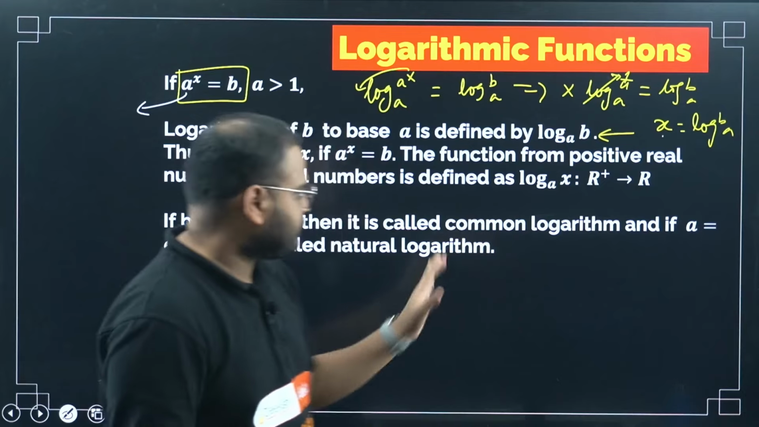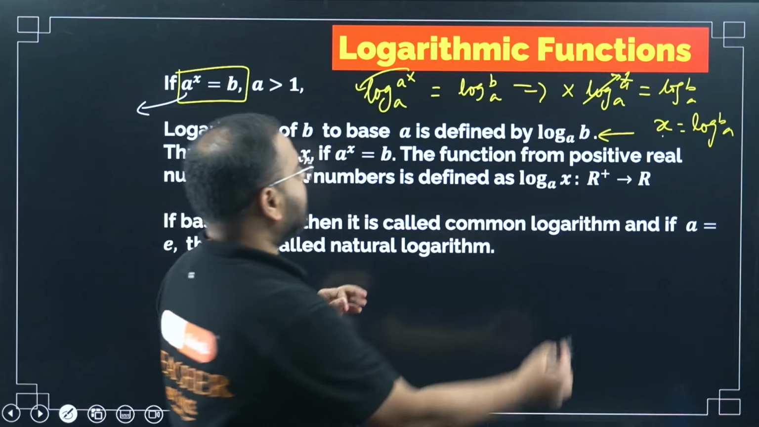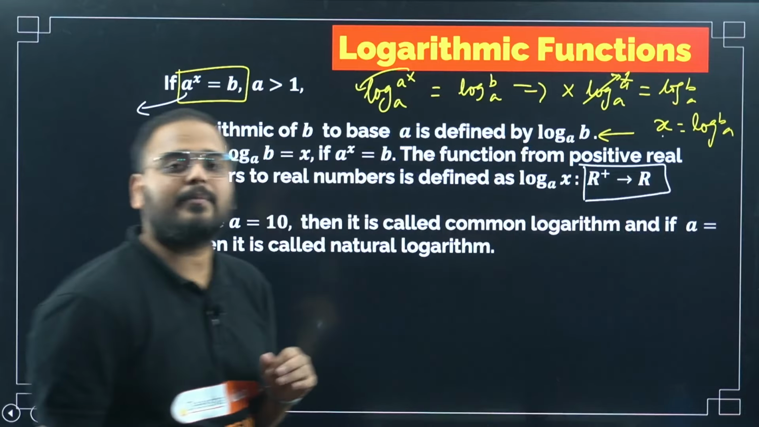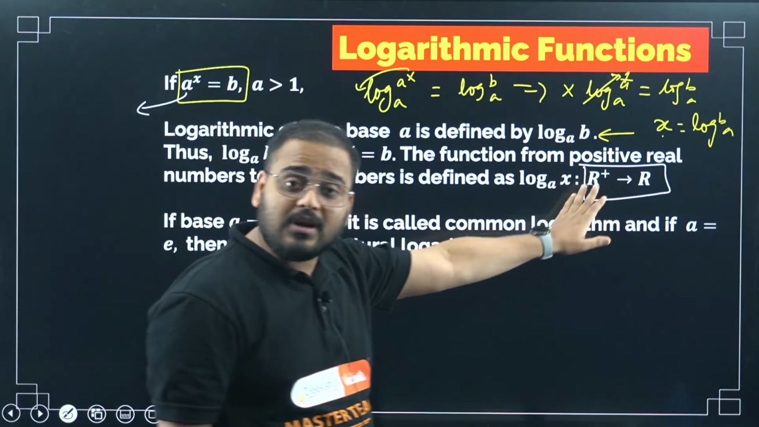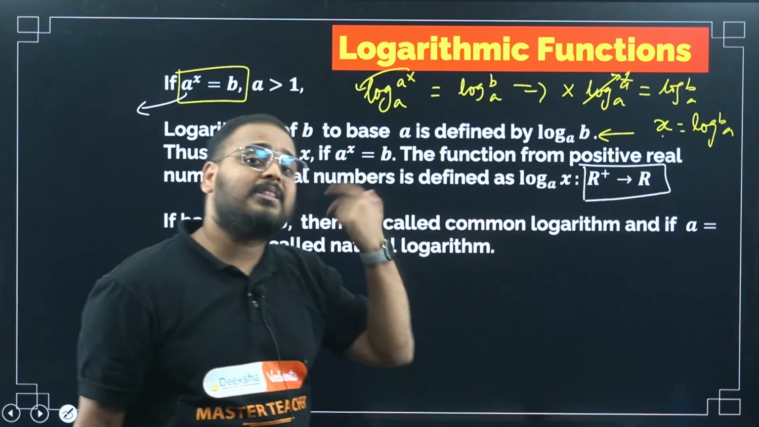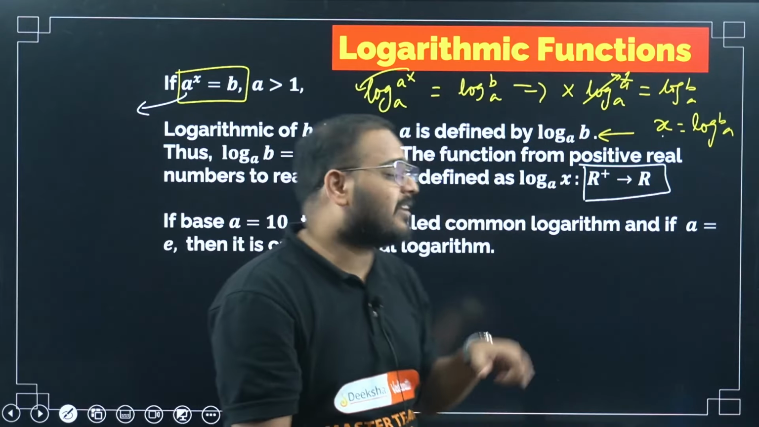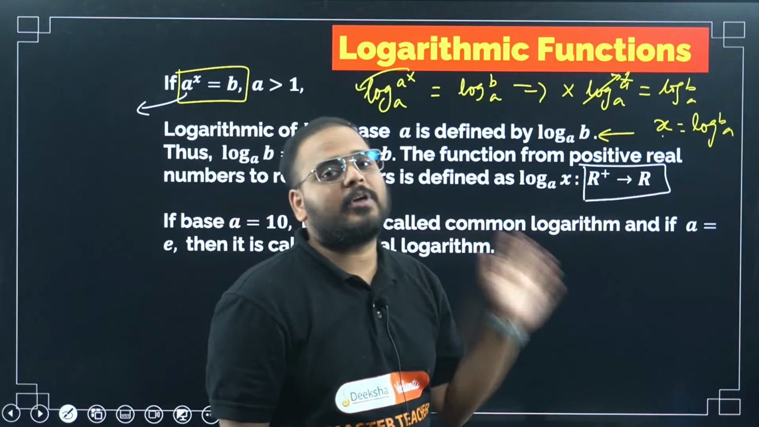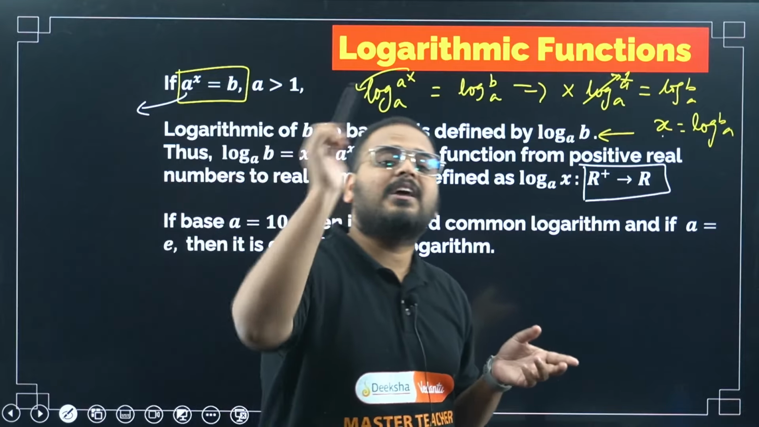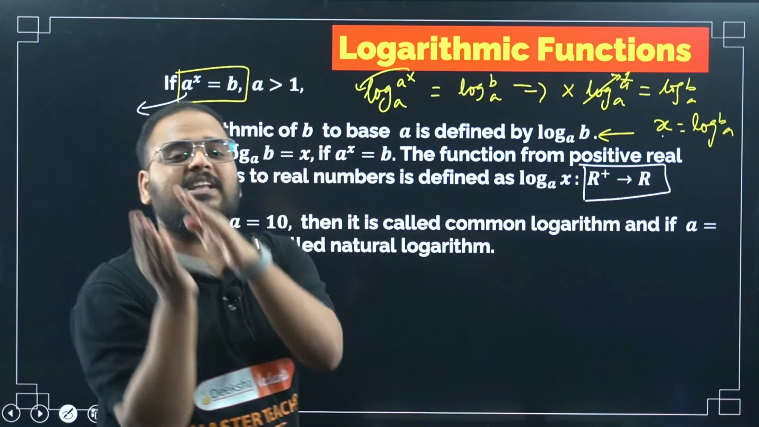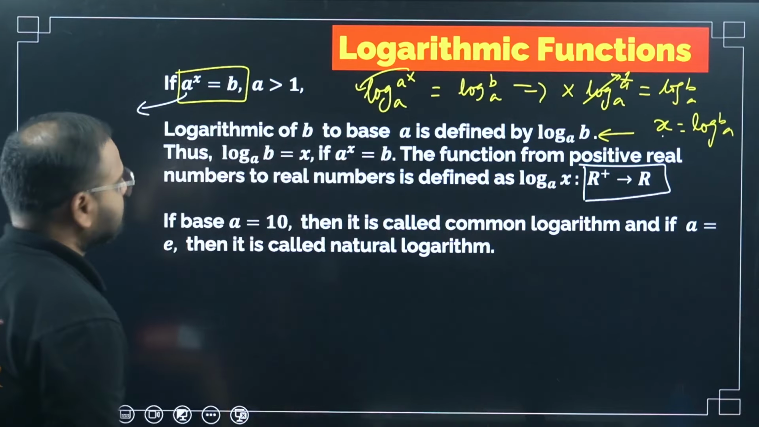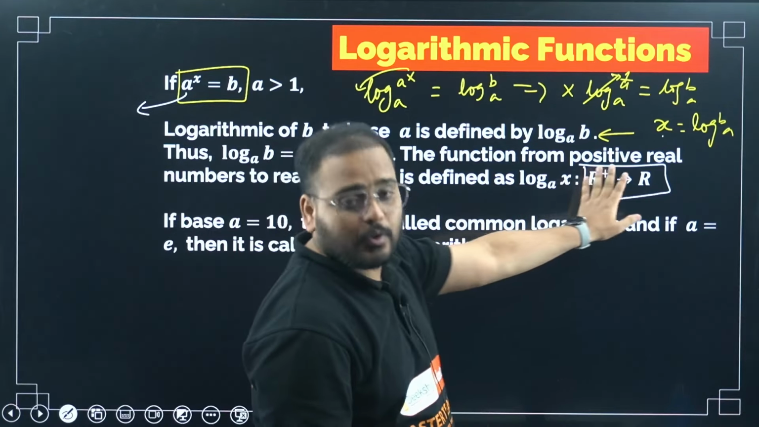Now please check here. Defined from R plus to R. This means the domain is now only positive real numbers and the range is all real numbers. Remember in the previous case, the domain was all real and the range was R plus. Now from here only you can say it is the inverse. Because remember, in an inverse, the domain becomes the range and the range becomes the domain. So the domain and range are interchanged.